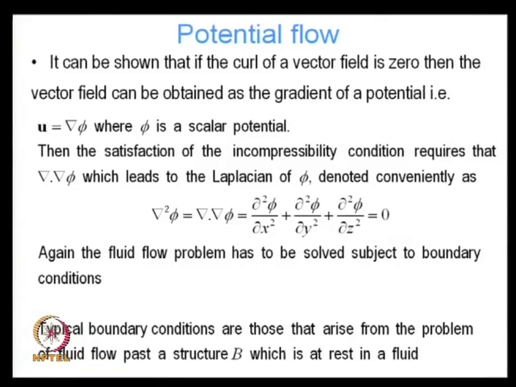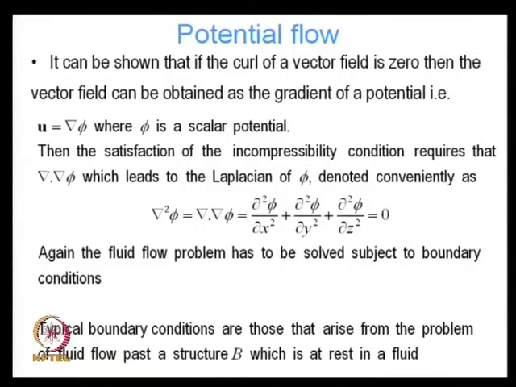In that case, I can get my velocities. What I am trying to say is that there is a scalar potential whose gradient, if I take, I am going to get the velocities. So u is equal to grad of phi, where phi is a scalar potential. Then the satisfaction of the incompressibility condition. What is the incompressibility condition? It is divergence of u must be equal to 0.